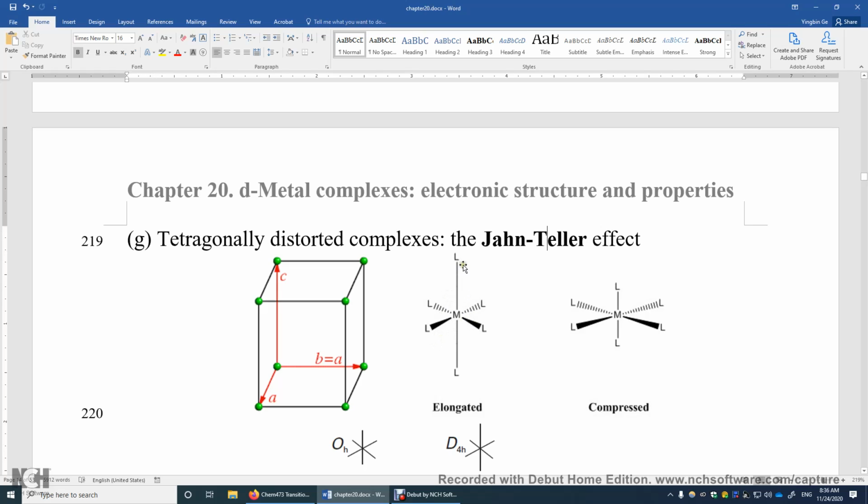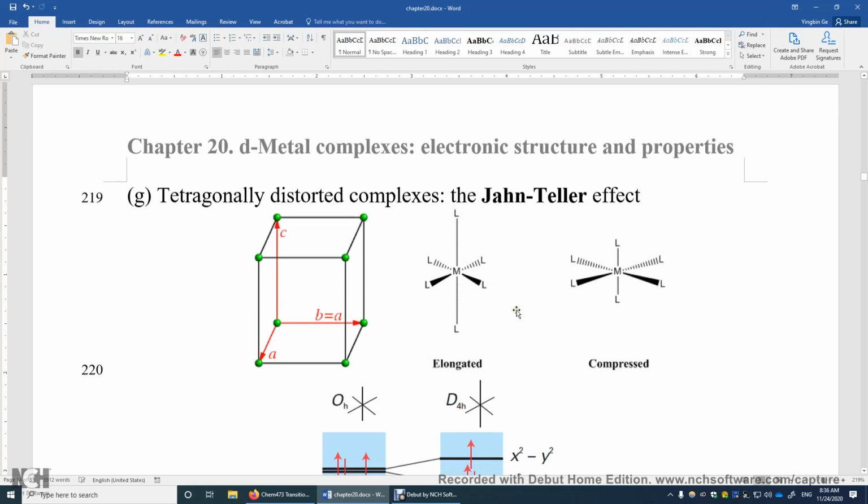So they both have a C4 principal axis. They have a sigma h plane that contains these 5 atoms, and they also have the inversion center, etc. Of course, they have 4 C2 axes that are perpendicular to the principal axis.